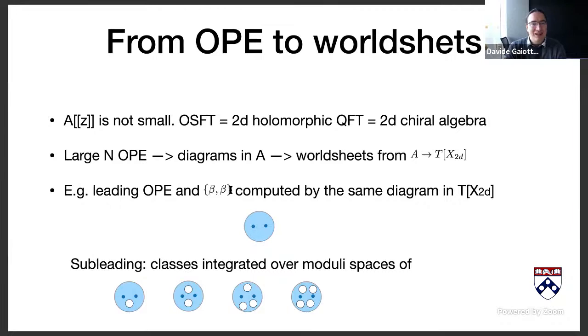On the bulk side, I might have to do some quadratic expansive calculations to arrange things properly. But once I do that, I should be able to just express causal duality at the linear order in lambda, just as a statement that I'm computing the same diagram on the two. I do two calculations which result in the same diagram, in the same worksheet amplitude for this T of X.